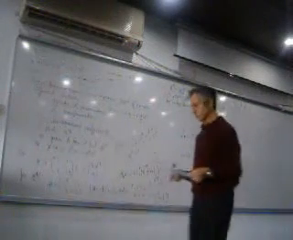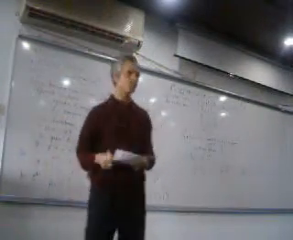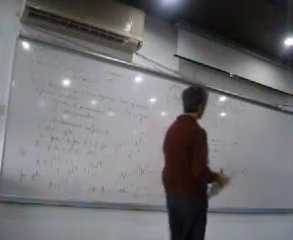So then B is what? B is 0, minus 1. One simple B solution: 0, minus 1.